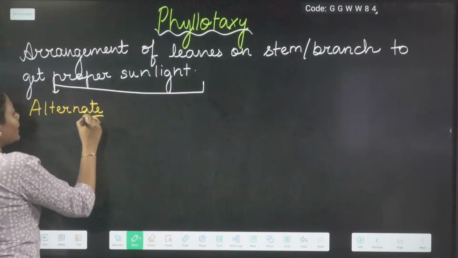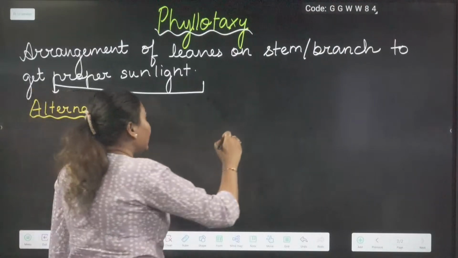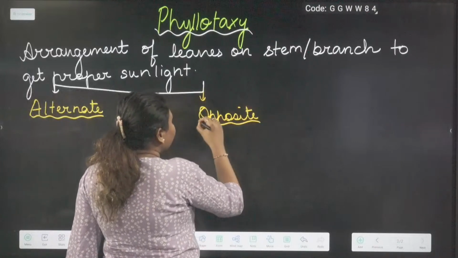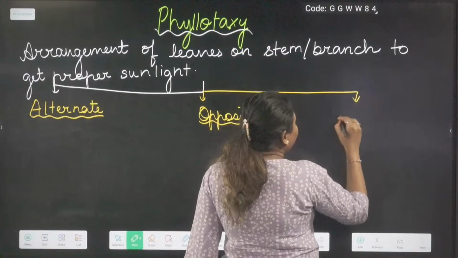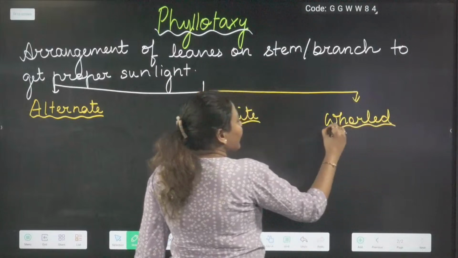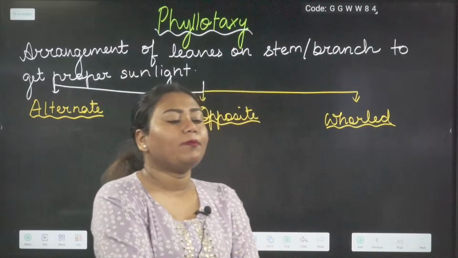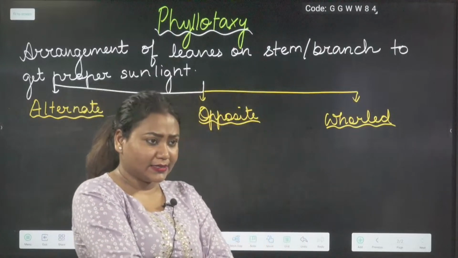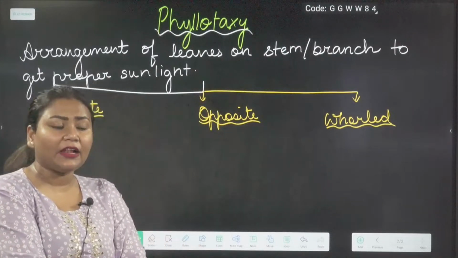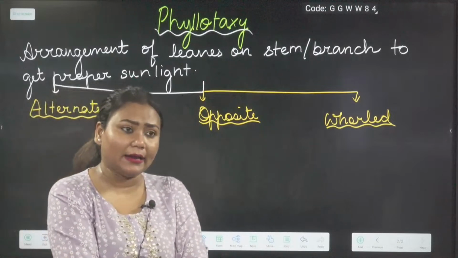The first one is alternate Phyllotaxy. The second one is opposite Phyllotaxy. And the third one is whorled Phyllotaxy. There are 3 types of Phyllotaxy: alternate, opposite, and whorled. Coming to the first one, yes, in parallel venation, you cannot find veinlets. You will see that only veins are present which are parallel to each other.